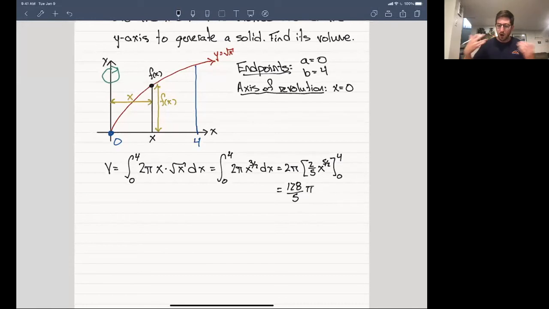So we've got a nice, easy solution here. The hardest part about this thing was boiling down all of the pieces and putting them into that integral. But once they're in the integral, things are relatively straightforward.